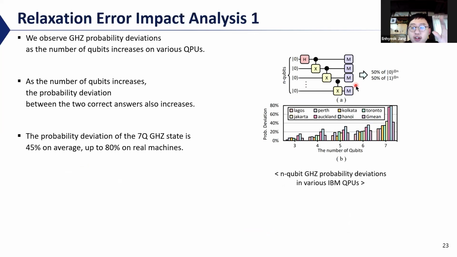We evaluate the 3 to 7 qubit GHZ states, and here are the probability deviations. It means the probability of 000 minus the probability of 111. We can see that for the 7 qubit workloads, the probability deviation is up to 80%. It is really severe for real quantum processors.